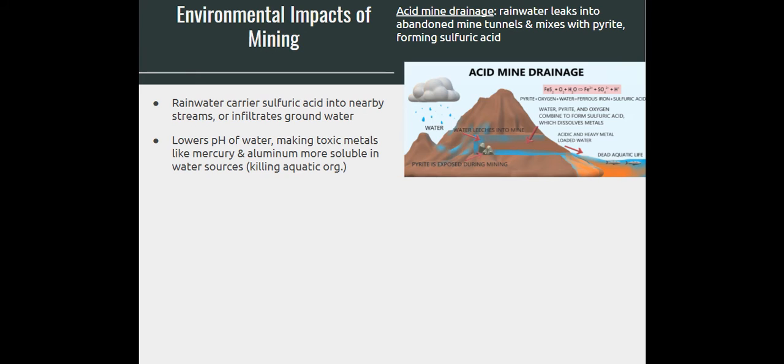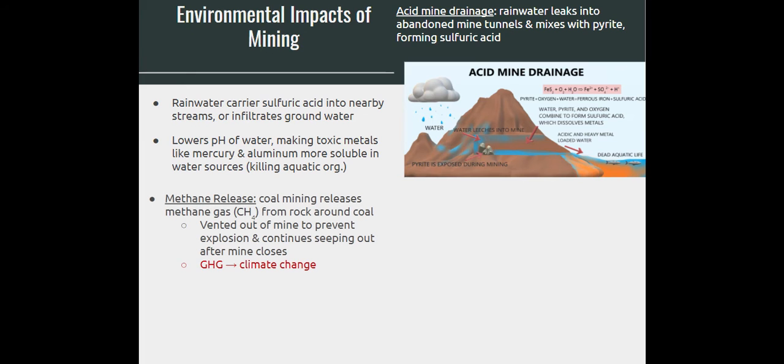Now, aluminum and mercury are toxic, but also by changing the pH, you have a problem, because certain species can only live at a certain pH. By lowering it, they may not be able to survive, or they may not be able to have babies. Methane is also released, not just acid mine drainage.